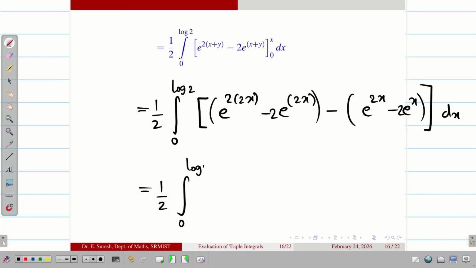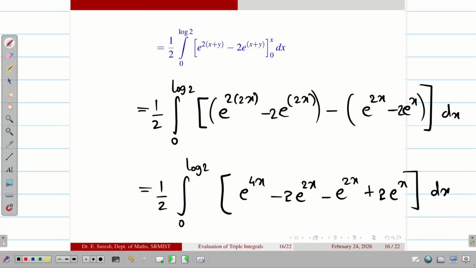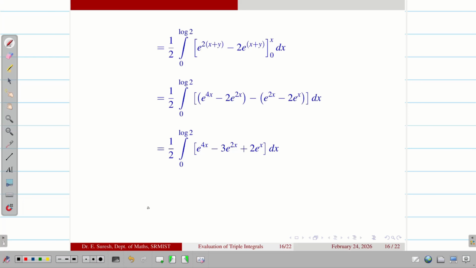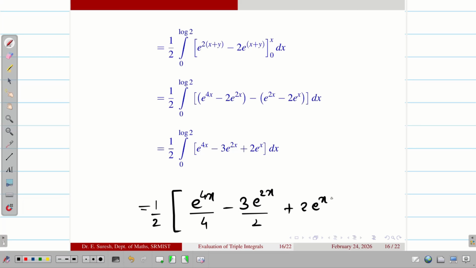Integral 0 to log 2, e power 4x minus 2 times e power 2x minus e power 2x, minus into minus is plus, so 2 e power x, dx. Now we can club this and write it like this. Next we can easily integrate this: 1 by 2, e power 4x integration is e power 4x by 4, minus 3 times e power 2x by 2, plus 2 e power x. The limits are 0 to log 2.